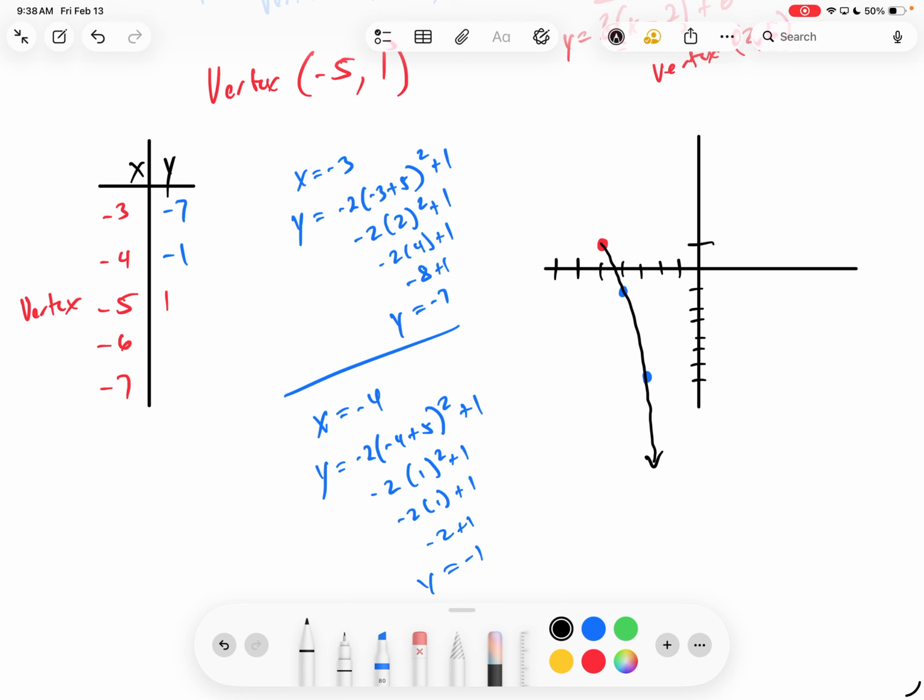You can go ahead and plug in negative 6 and negative 7 if you want to. If you forget this next part, just plug in negative 6 and solve it just like I did. Plug in negative 7, solve it just like I did. That's fine. But everything is symmetric on these graphs. So these will be the same. So I know that if I go 1 to the right, I went down to negative 1. If I go 1 to the left, I'll go down to negative 1. If I go 2 to the left, or 2 to the right, I went down to negative 7. So everything is symmetric on these.